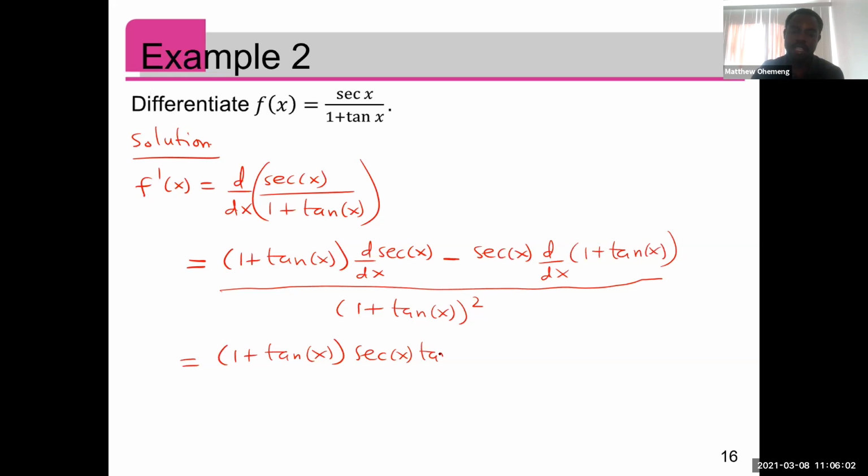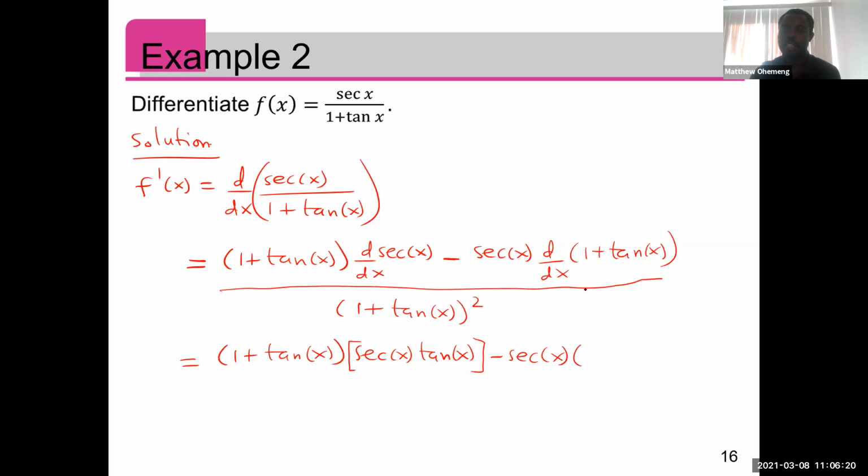As you can see, if you don't memorize this, then you'll be stuck here. Like on an exam, you'll be stuck. So the rules are very, very important. And then minus secant of x. For this derivative, it's a sum of two terms, so you have to differentiate them term by term. Now the derivative of 1 is 0.